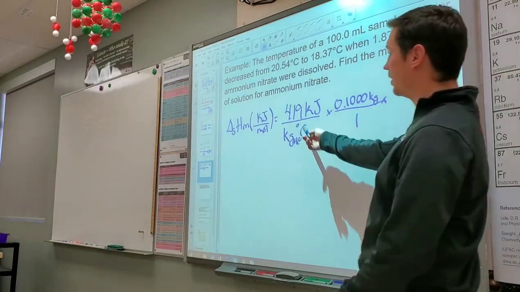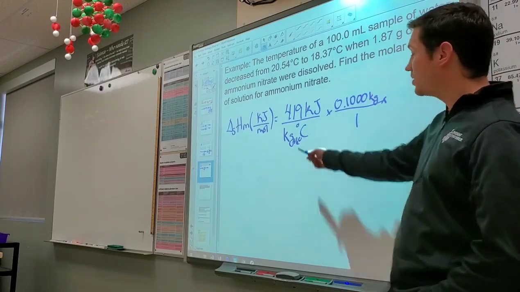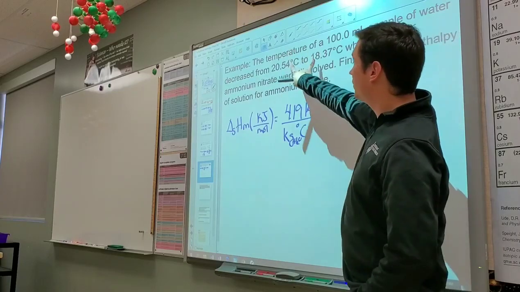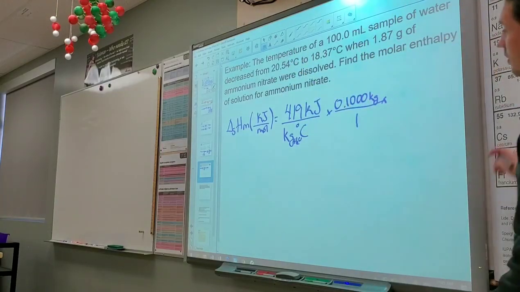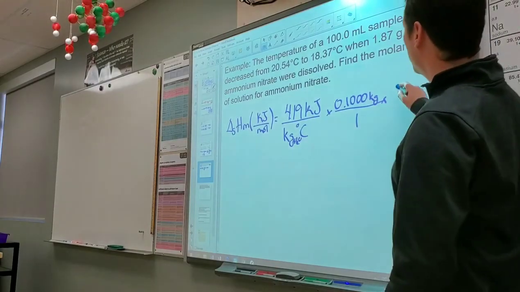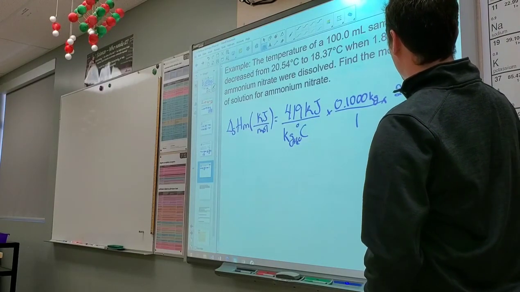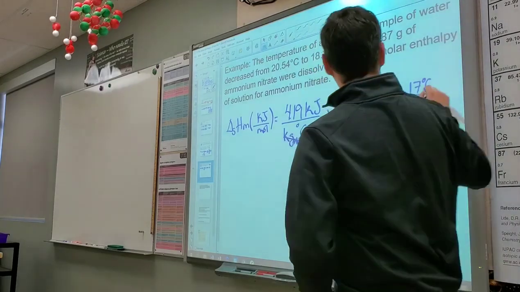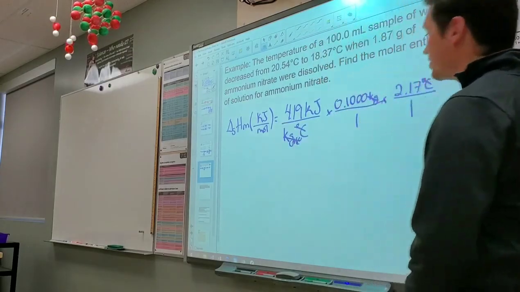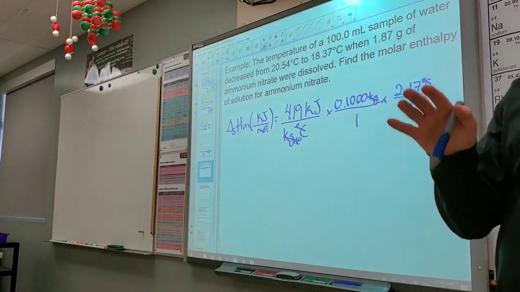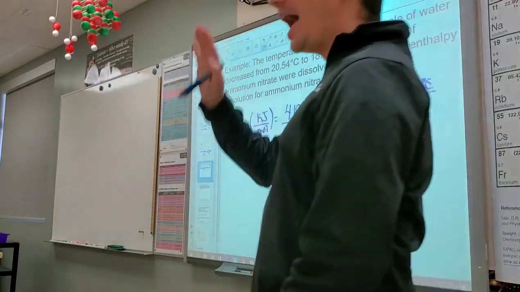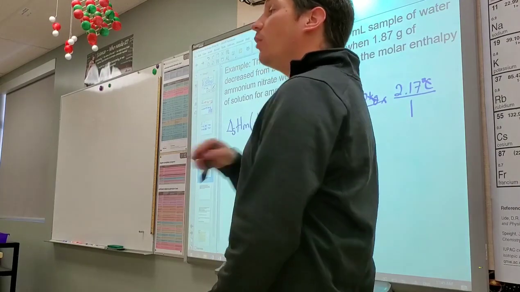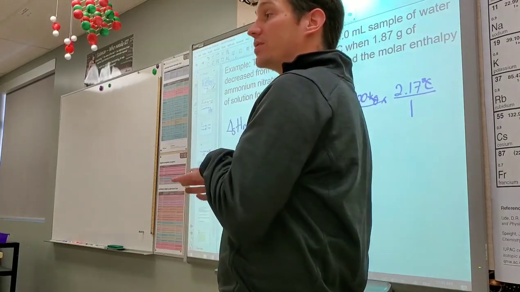Can we cancel out the degrees Celsius? What does the degree Celsius in this value represent? The change. So as long as you have the change, then you can cancel it out. So it's 2.17 degrees Celsius. So kilograms and kilograms and degrees Celsius and degrees Celsius. So we're left with kilojoules. We know how much energy was absorbed by the ammonium nitrate. Now we just need to divide it by the number of moles of ammonium nitrate.